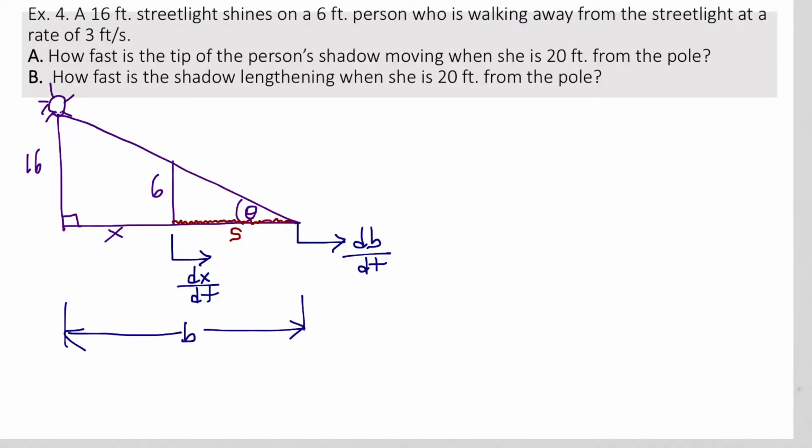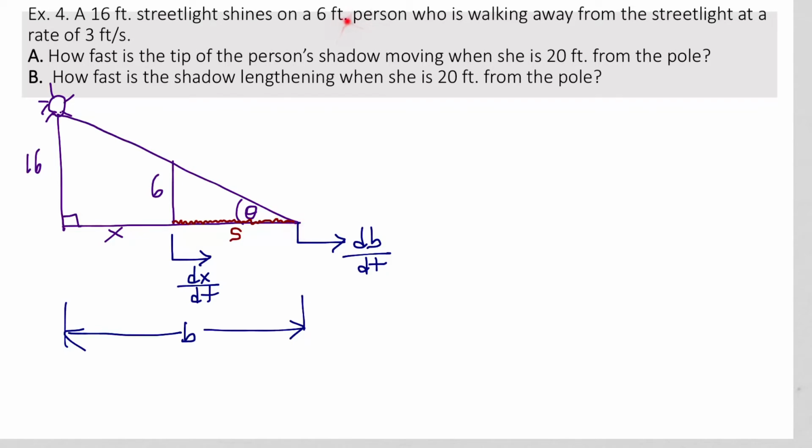In example 4, it says a 16-foot street light. So I've drawn a diagram. Here's my street light, giving off some light. It shines down on a 6-foot person. So here's the beam of light hitting this person right here and causing this shadow from the person on the ground here. This is my shadow.